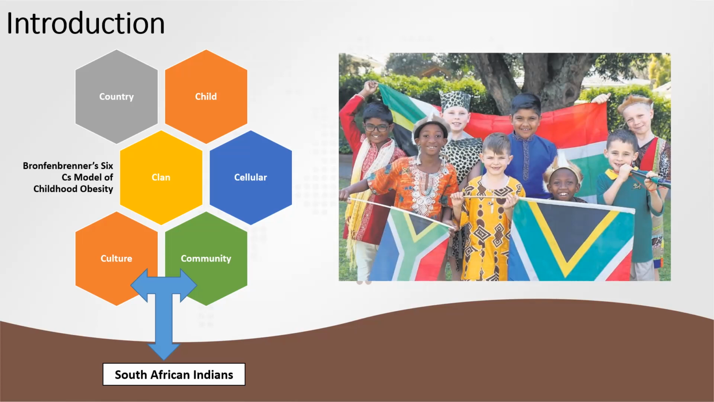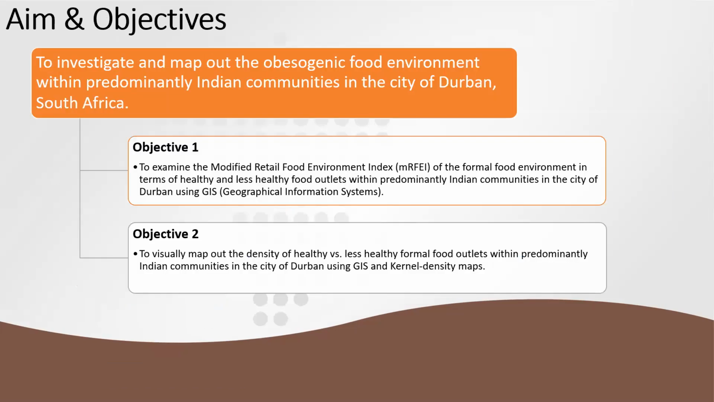In the last 5 years, numerous studies have been conducted with regards to the food environment, specifically on the Black community, and some have mentioned other races. However, there is currently limited information available on the prevalence of obesity amongst the South African Indian population and the food environments of Indian communities. I actually only came across a single study in the past 5 years based on the Indian population in KZN or KwaZulu-Natal. Therefore, the aim of the study was to investigate and map out the obesogenic food environment within predominantly Indian communities in Durban.